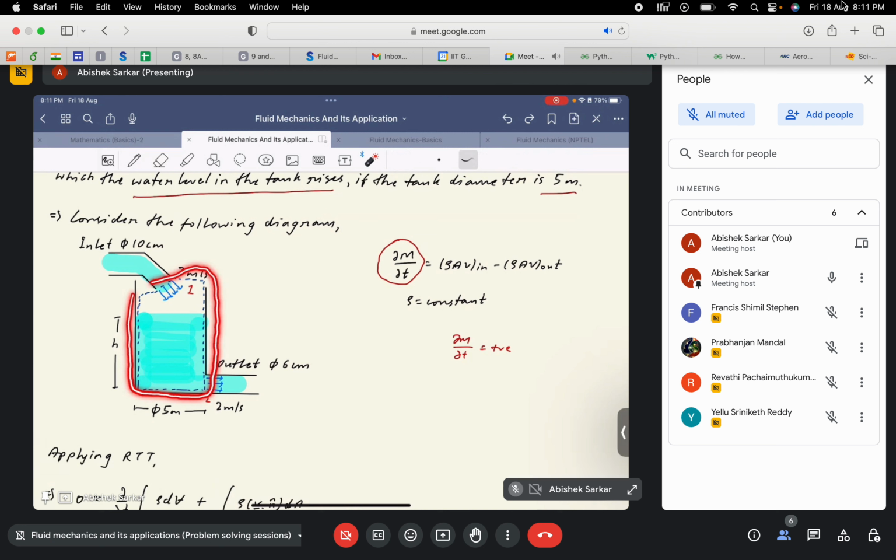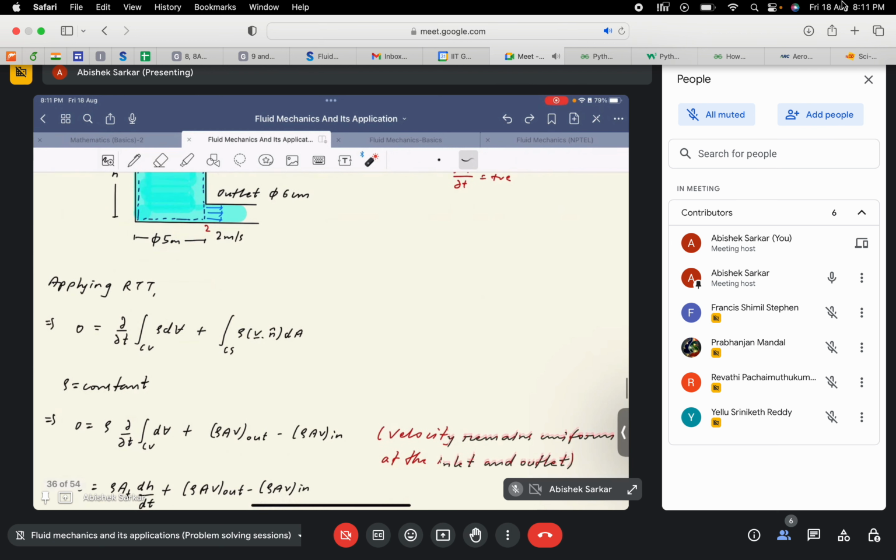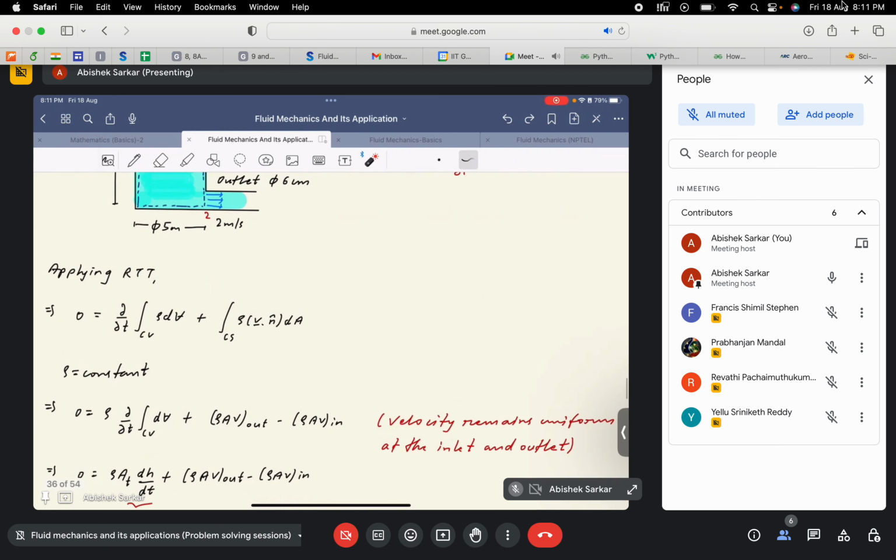Up to this point, the area of our control volume remains constant. It's only in this particular region that our control volume is changing. So if we disregard the effect of the area at this point, we can essentially say that the volume of the control volume can be written as A_T into H. Is that fine? Yes, sir. It is equivalent to A_T into H. It's a very good approximation.